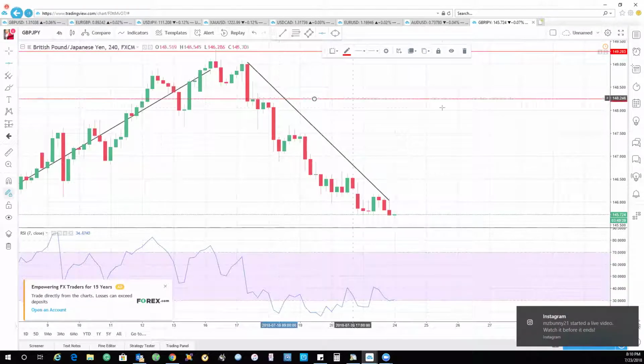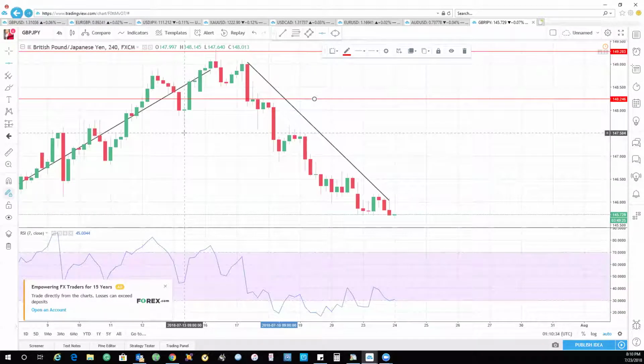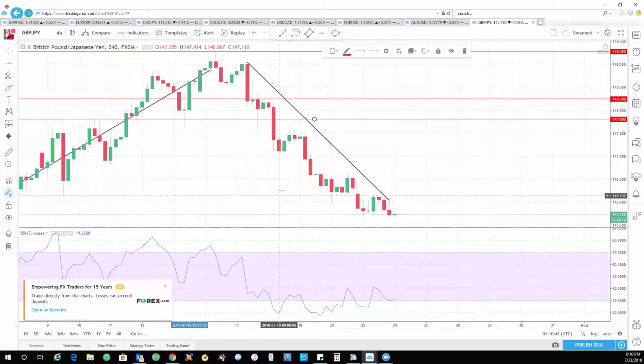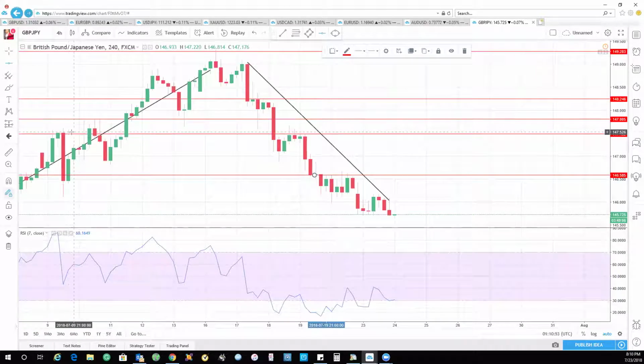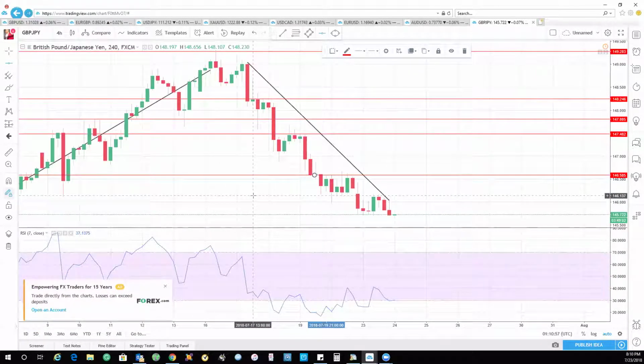I'll draw right there, and I'll do one additional one. Let me see if we can find another one. Okay, I can use these two right here. And here's another formation right there, and another one right here, and another one right here also.